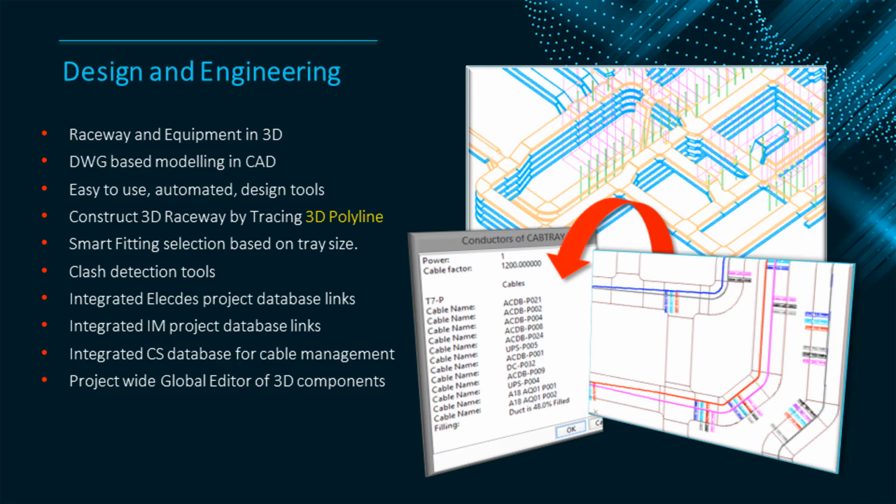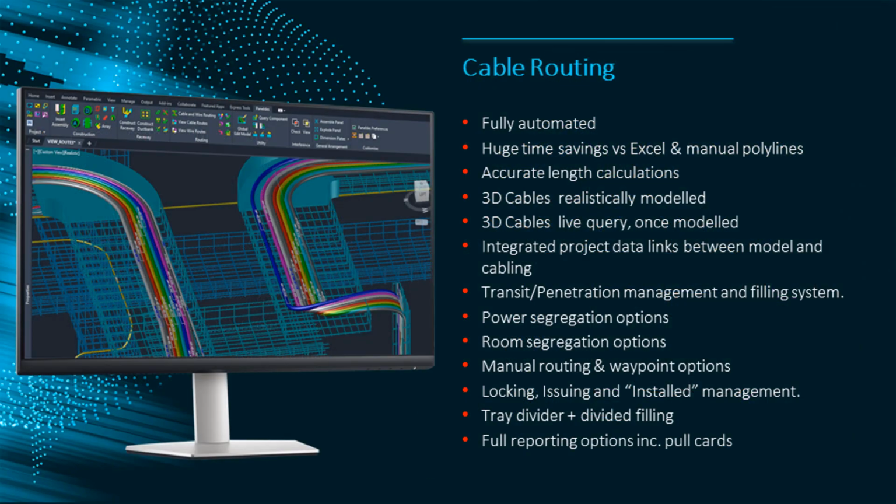A few words about our cable routing. It is fully automated, offering huge time savings compared to Excel. Cables are realistically modelled and highly accurate. Our length and filling calculations are accurate, our transit management and power segregation systems are efficient. You can even route manually if you wish. We provide a live query of all data, manage issuing to site, allow tray dividers and provide full comprehensive reporting, including pull cards and centre of gravity.